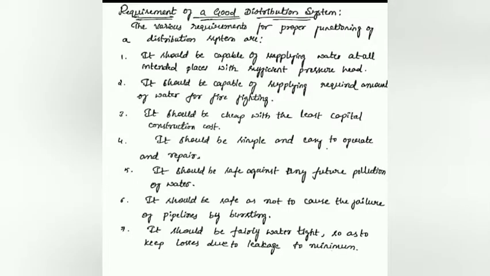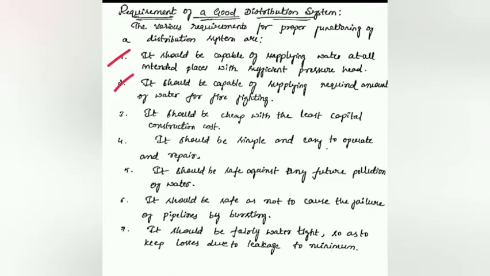Next, let us understand the requirements of a good distribution system. These are the points we have to keep in mind for a properly functioning system. First, it should be capable of supplying water at all intended places with sufficient pressure head. For each of the houses it should reach, so pressure should not drop out in the middle. Wherever we have provided a connection, it should be capable of reaching. Generally, it is provided under gravity. If gravity is not available, it should be pressurized in such a way that it reaches every house.